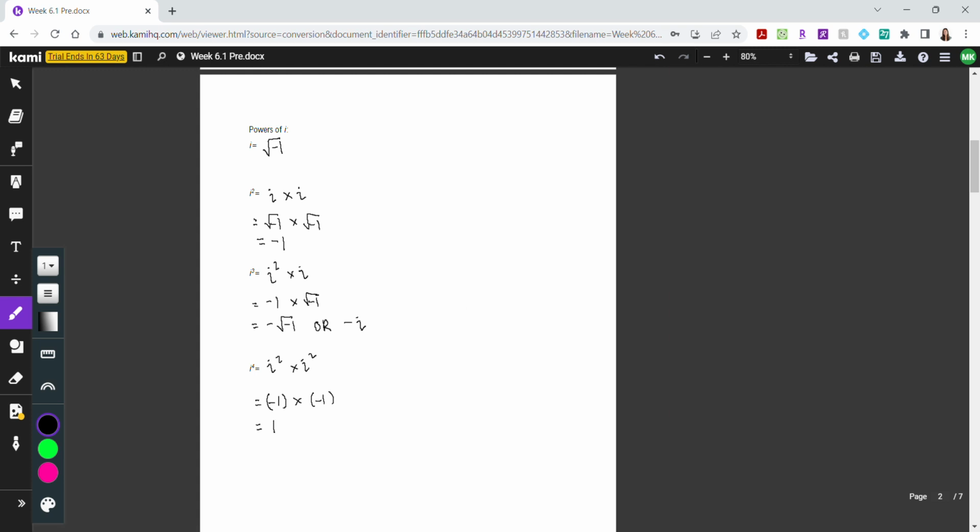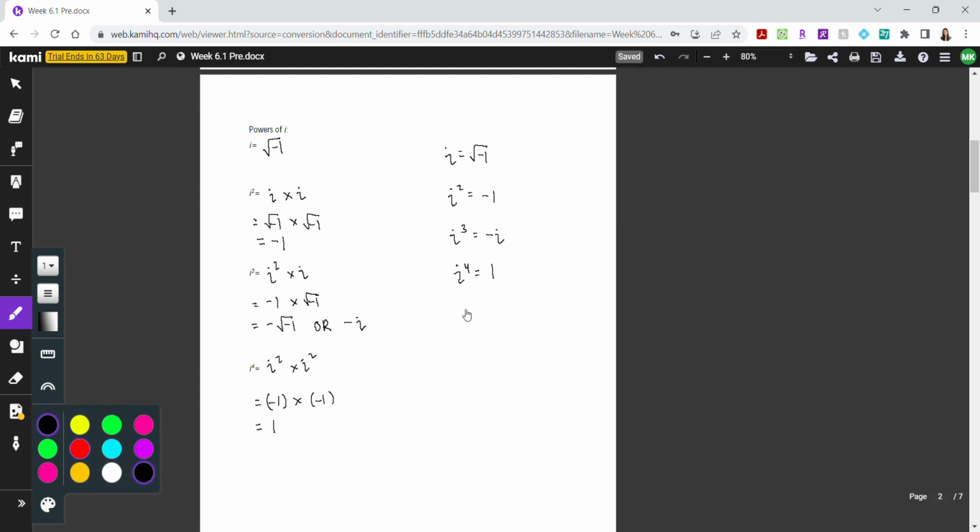All right, so as you can see here, I'll just write aside. i is the square root of -1. i squared is -1. i cubed is -i. And i to the power of 4 is 1.